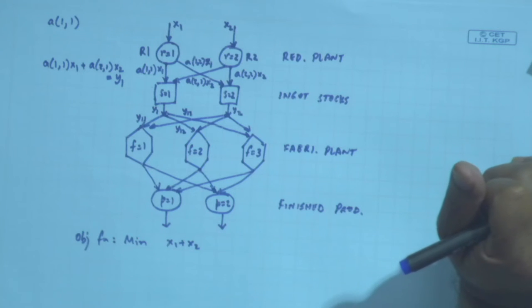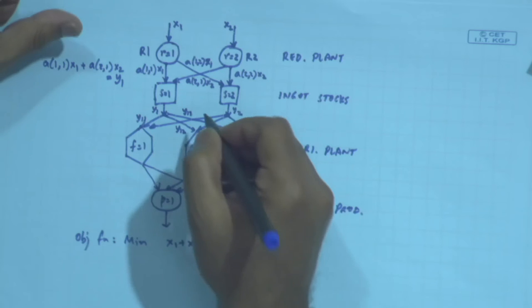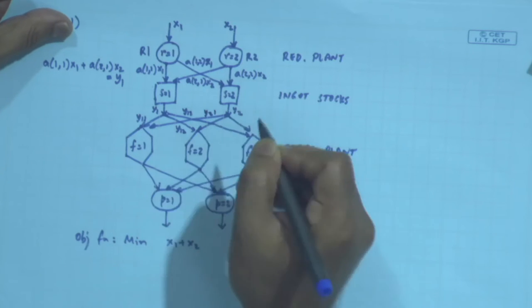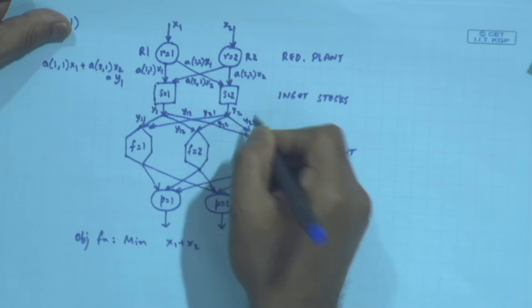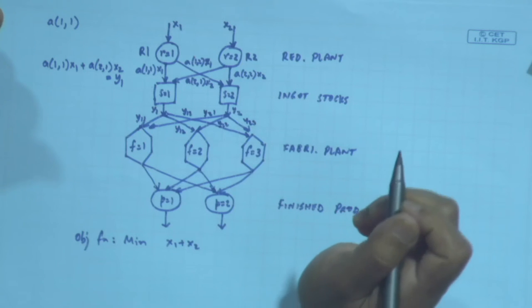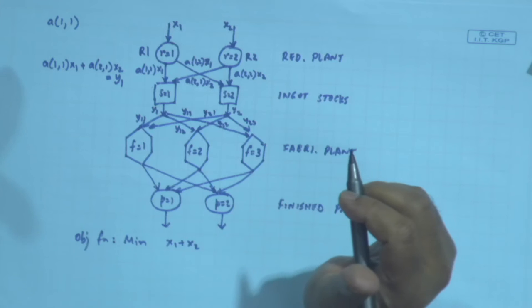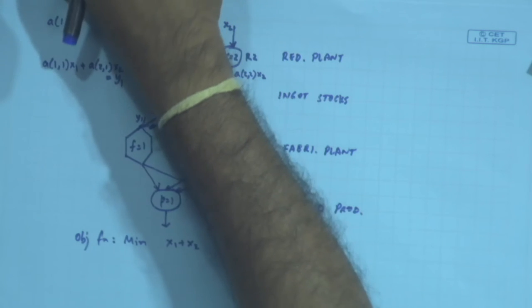Okay, is that right? So same thing you can do for y2. So this will be y21, y22, and y23. Okay, again I don't know these quantities. Okay, now what can we write?